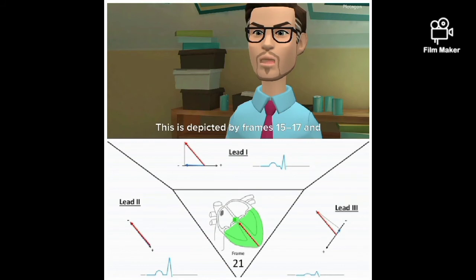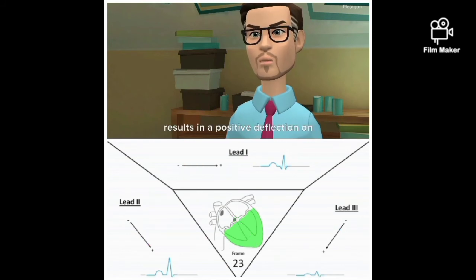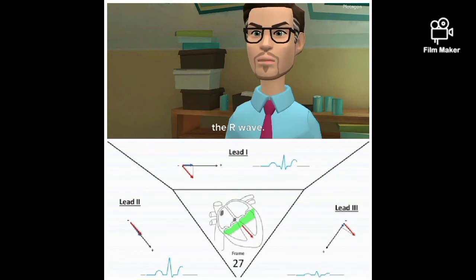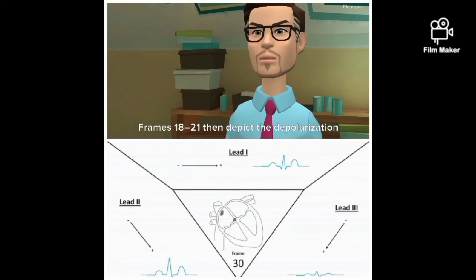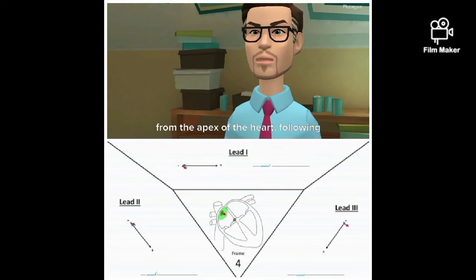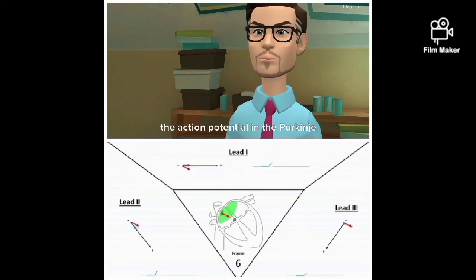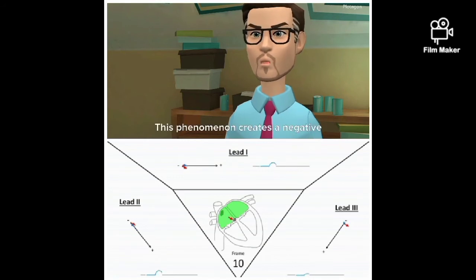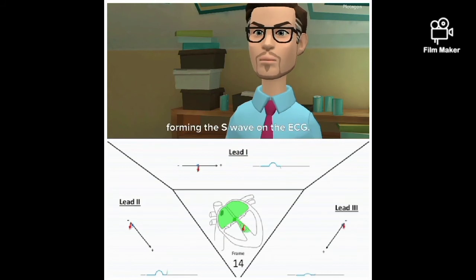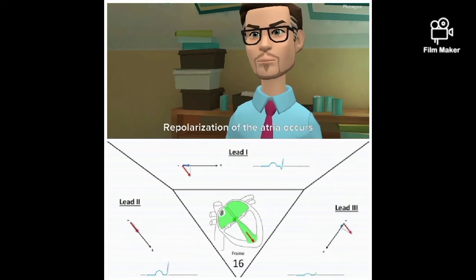This is depicted by frames 15 to 17 and results in a positive deflection on all three limb leads, which creates the R wave. Frames 18 to 21 then depict the depolarization as it travels throughout both ventricles from the apex of the heart, following the action potential in the Purkinje fibers. This phenomenon creates a negative deflection in all three limb leads, forming the S wave on the ECG.